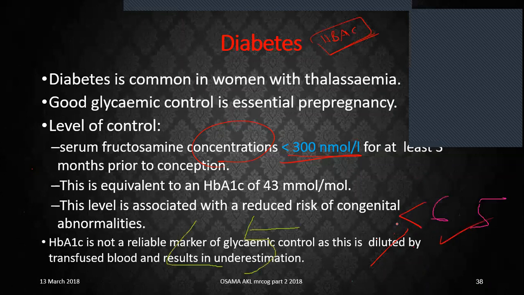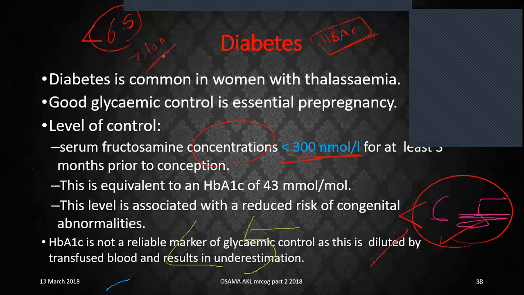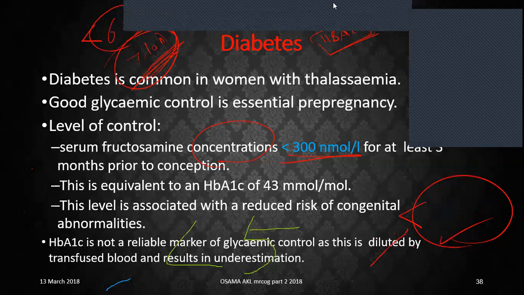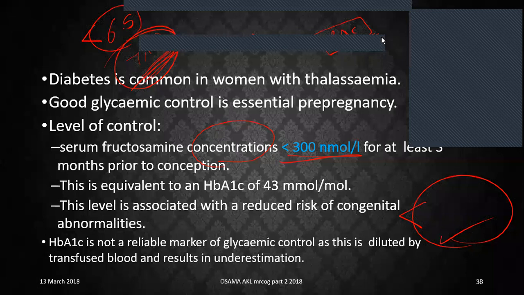Less than 6.5. This is a normal level. Less than 6.5. And if the level of hemoglobin A1C is 10 or more, advise her against pregnancy because we have very high risk of teratogenicity. If hemoglobin A1C is 10 or more, advise her against pregnancy. So we don't use hemoglobin A1C.